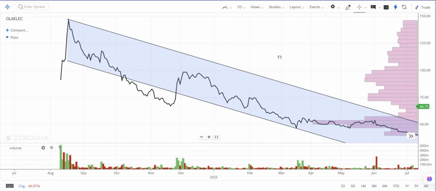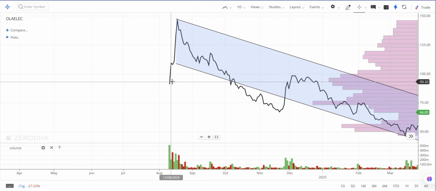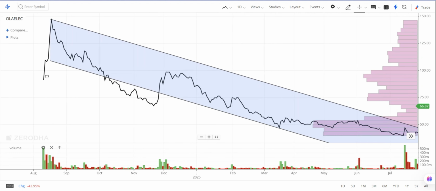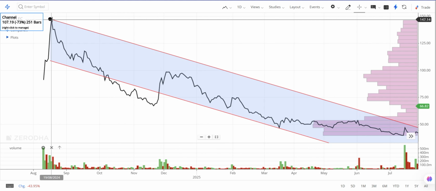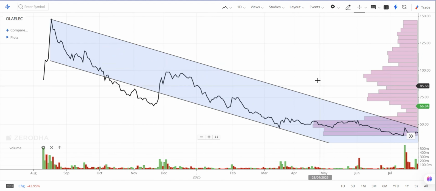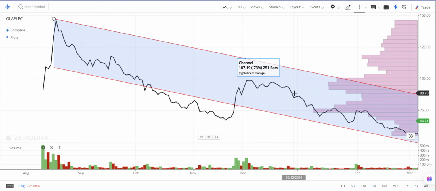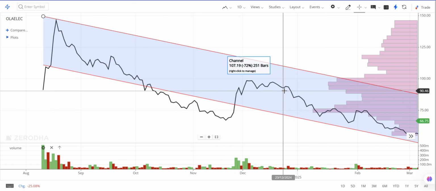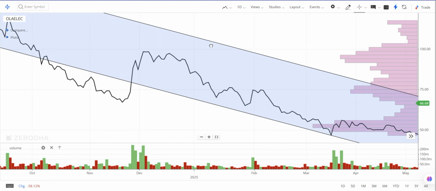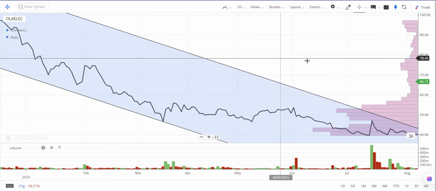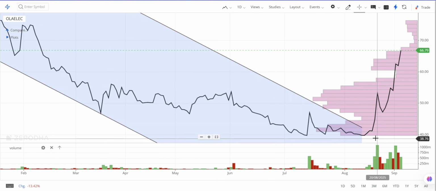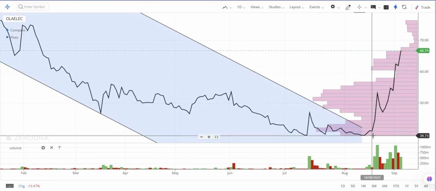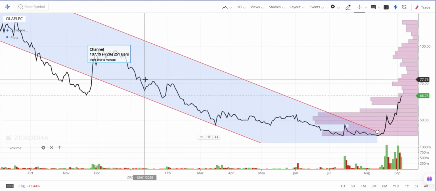This is August of 2024, when it got a high of around 147. And then it started rolling down because of multiple news factors and everything, and it went down till a low of, let's see where's the low. Here is the low of 39, which is around 40 rupees approx. So from 140 to 40, what changed?